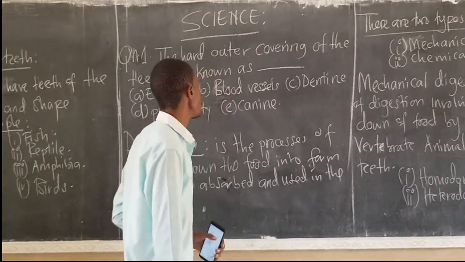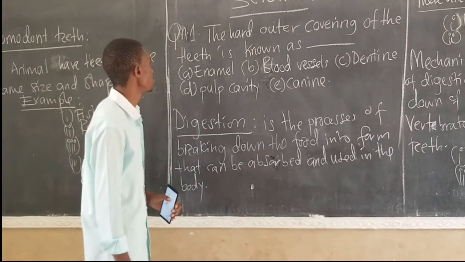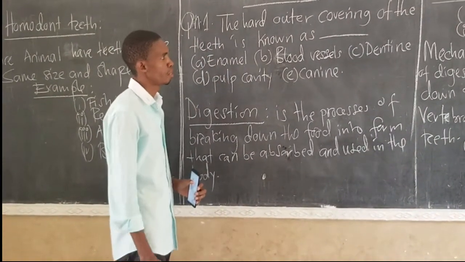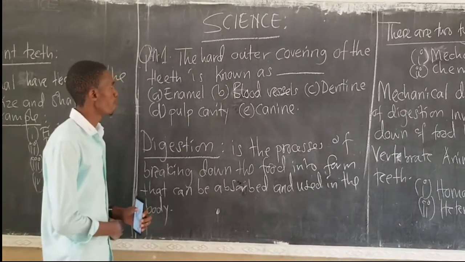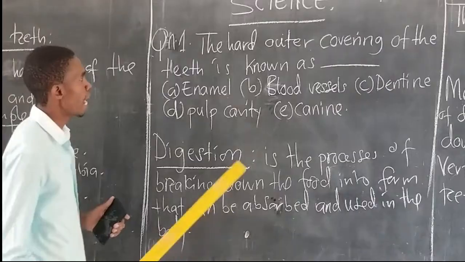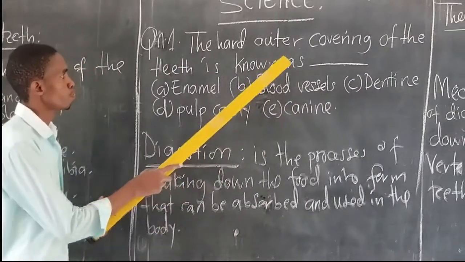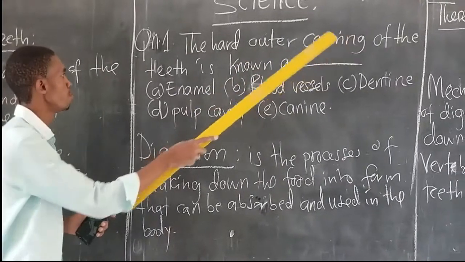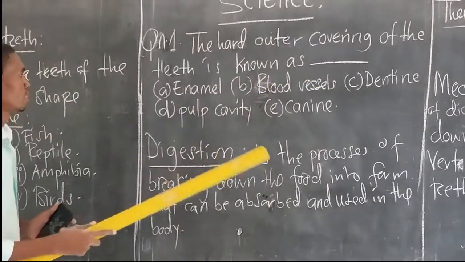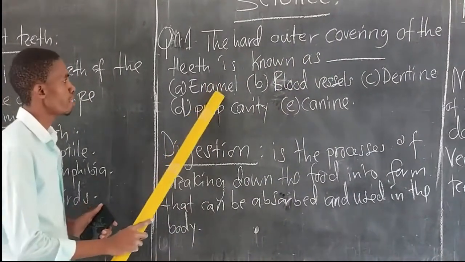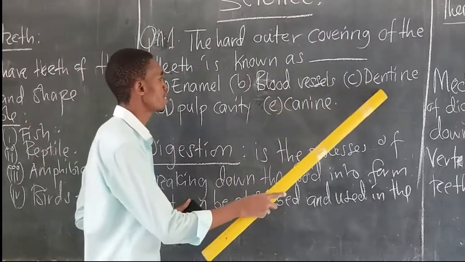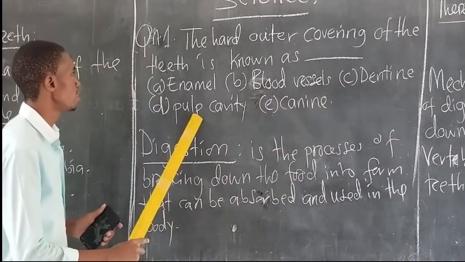The first thing we're supposed to talk about in science is to discuss the collection of question number 1, which states that the hard outer covering of the teeth is known as this. In the choices we have enamel, blood vessels, dentine, pulp cavity, and also canine.